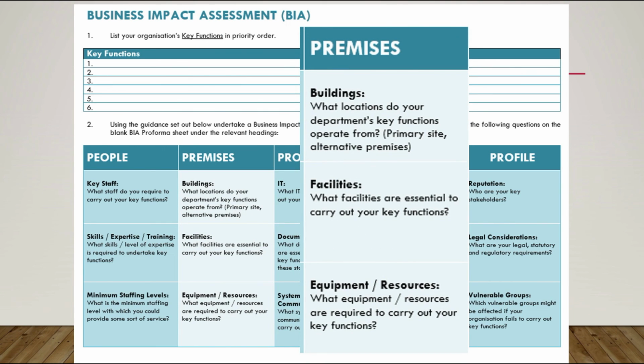The next one, of course, is the premises. You need descriptions of the building facility, alternative sites that might exist. What facilities are essential? What equipment and resources are absolutely needed? So again, you're gathering more information about what you absolutely need in case of an emergency.